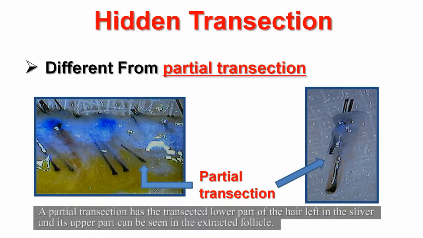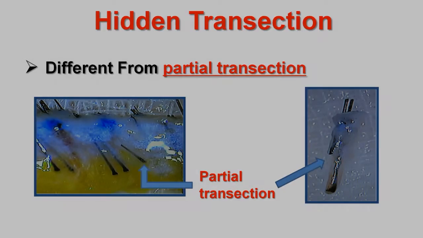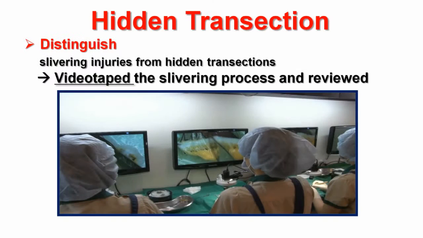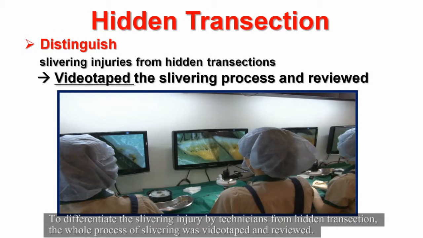A partial transection has the transected lower part of the hair left in the sliver, and its upper part can be seen in the extracted follicle. The transection in the red circle was a slivering injury made by a technician. We can assume this because it was not near punch sites 2 or 3. To differentiate the slivering injury by technicians from hidden transection, the whole process of slivering was videotaped and reviewed.